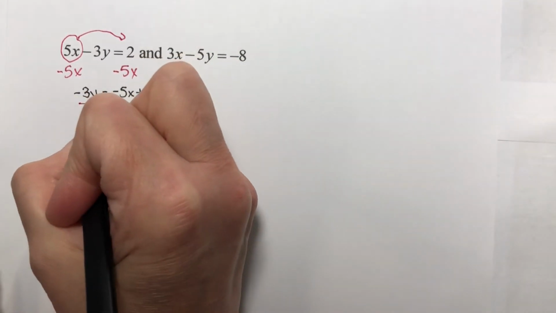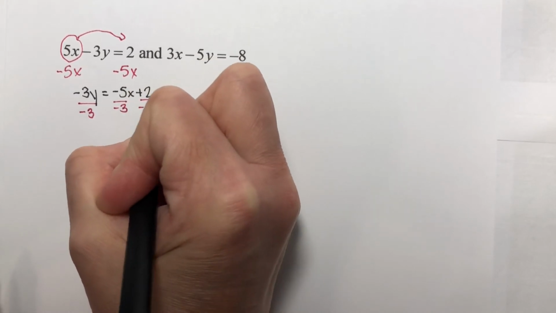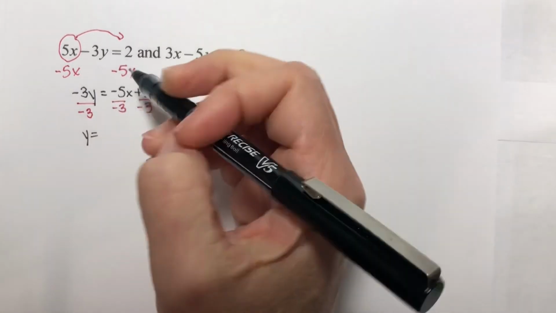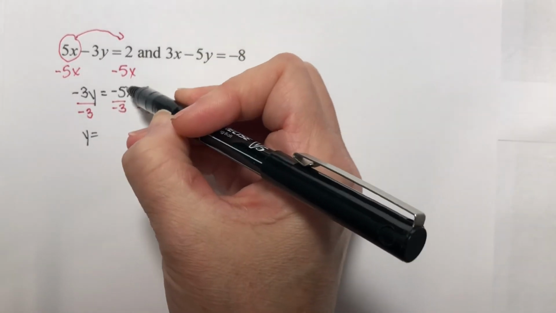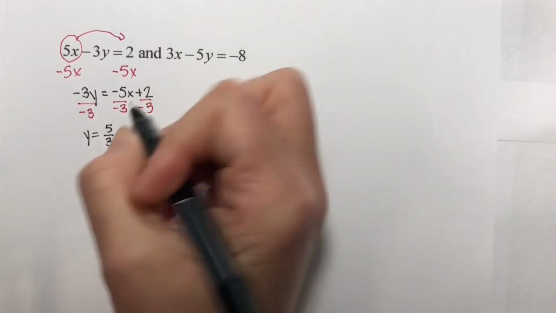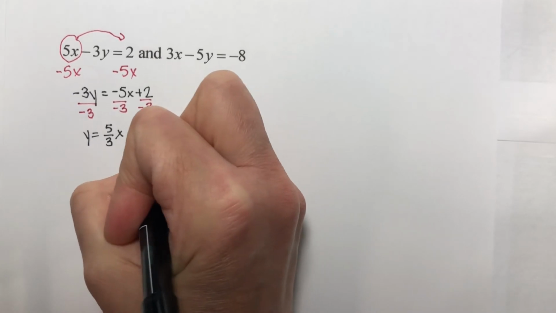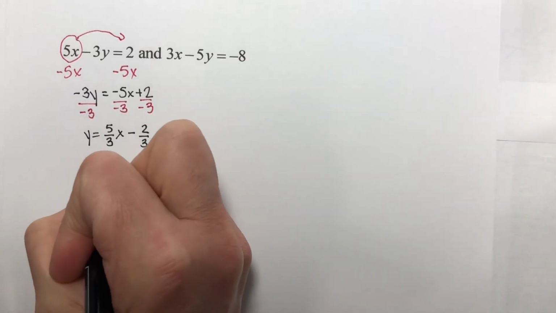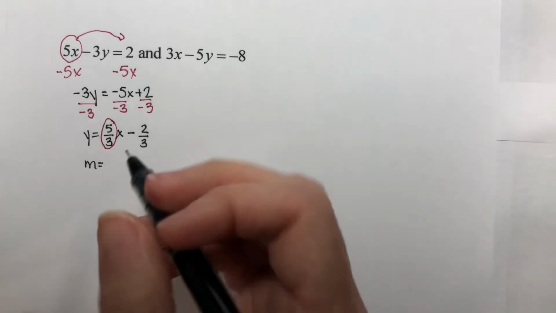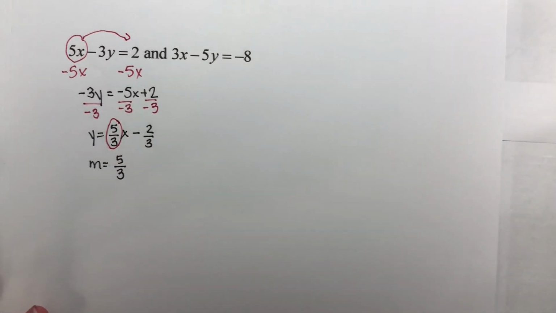Now, to get y alone, I need to divide everything by a negative 3. So I end up with y is equal to, that's a double negative, so it's positive. 5 over 3 is in lowest terms. 2 divided by negative 3, that's going to be minus 2/3. So my slope for this first line is going to be 5/3.